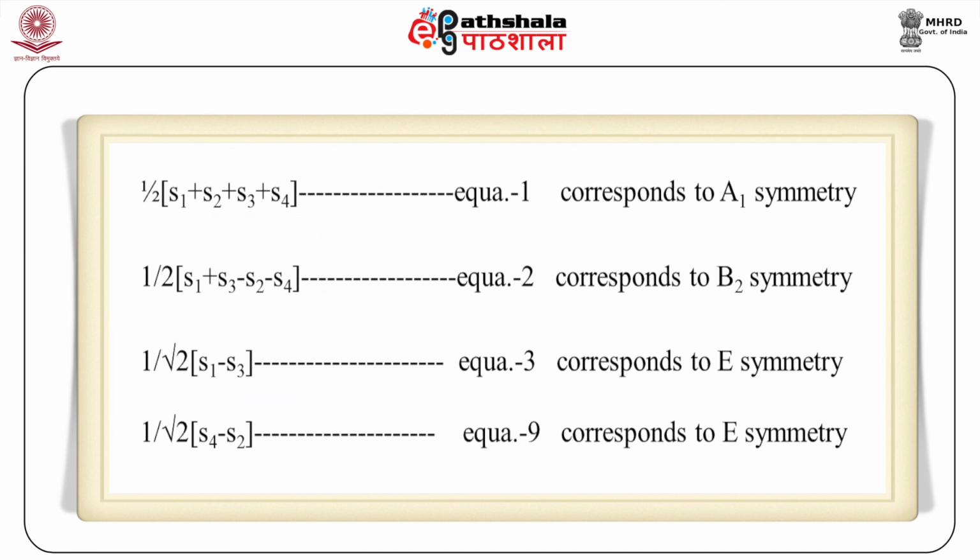All others are the same except with minus sign. That is, these are 1 upon 2 S1 plus S2 plus S3 plus S4. Equation 1 corresponds to A1 symmetry. 1 upon 2 S1 plus S2 minus S4. Equation 2 corresponds to B2 symmetry. 1 upon under root 2 S1 minus S3. Equation 3 corresponds to E symmetry. Now 1 upon 2 under root 2 S4 minus S2. Equation 9 corresponds to E symmetry.